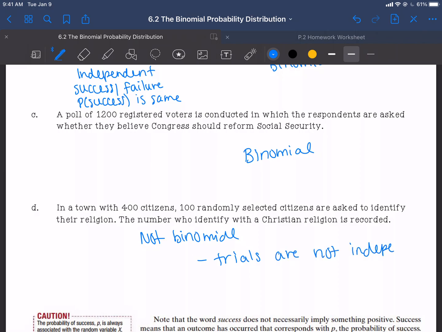All right, most likely you got a town. There's probably a religion associated with that town if it's a small town. So the trials would not be independent.